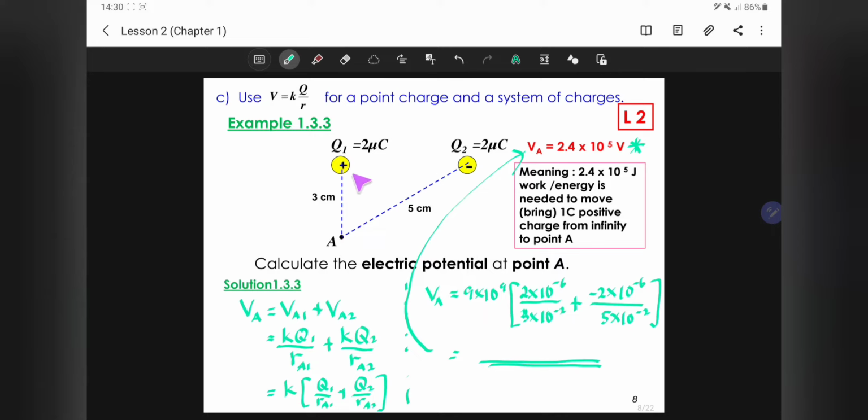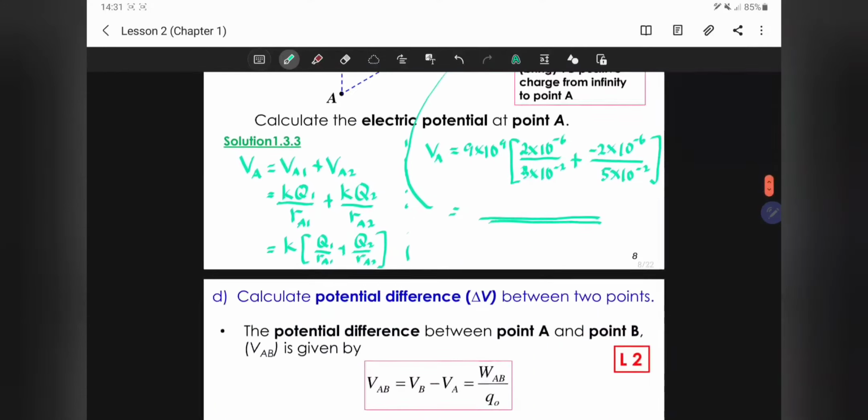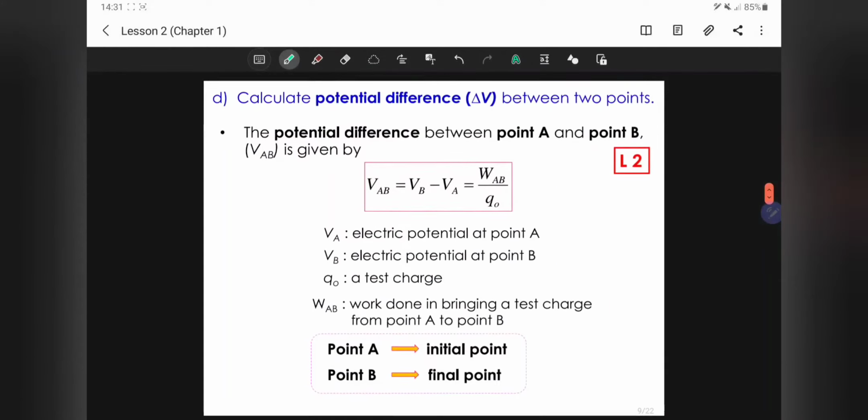Okay, so remember, by having so many charges, we need to total up all the values of potential caused by each charge. For example, VA1 plus VA2, and by giving you the third charge, plus VA3 and others. So this is the way we calculate the potential. Now, how do we calculate the potential difference? By having two different positions or two different points.